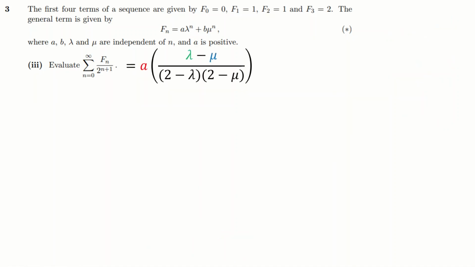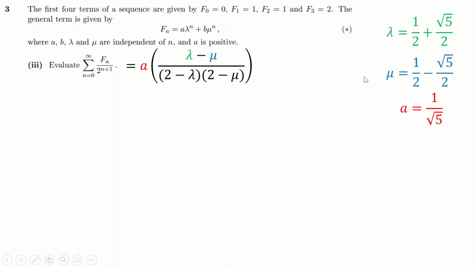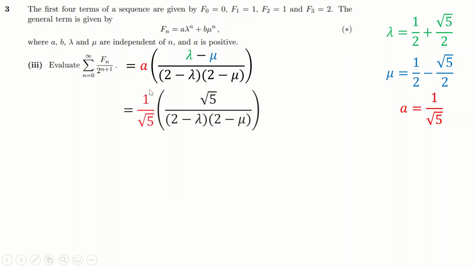Right? So there's my thing there. Going to put these things in. Now, we've already worked out lambda minus mu. Half minus a half is 0. This minus this is root 5. So this is just root 5. And a is 1 over root 5. So that's convenient because those two things cancel and I'm just left with this.